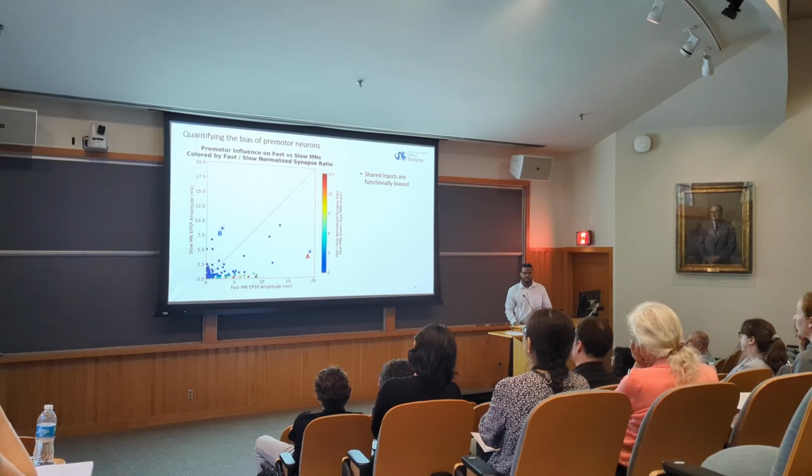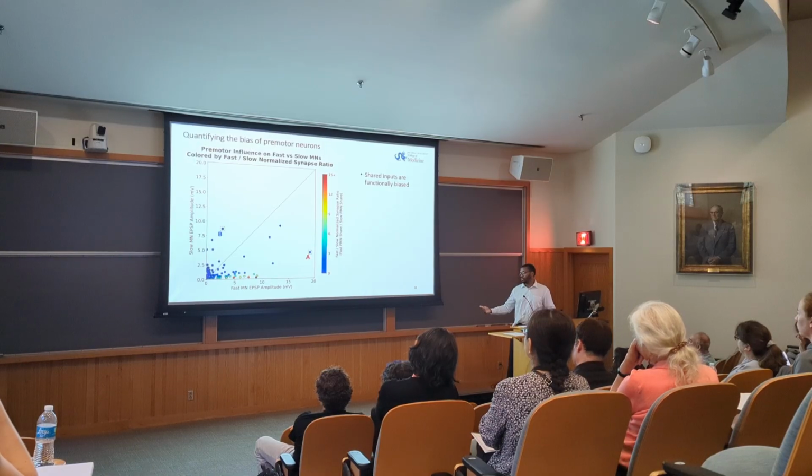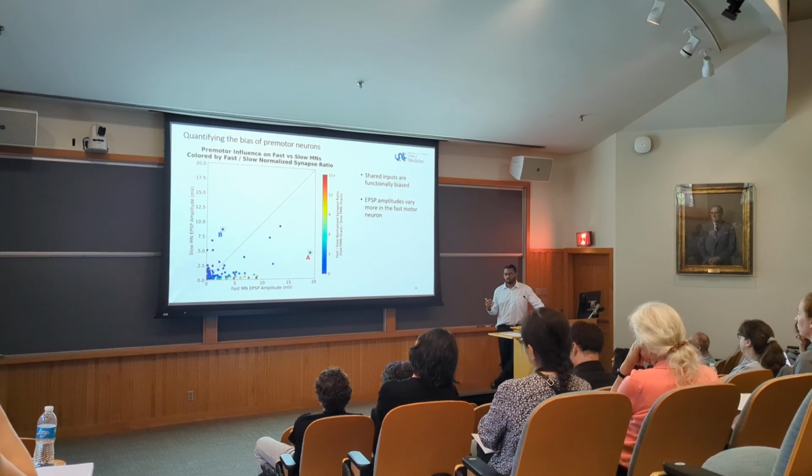One thing we found is that even though all these inputs are shared between the fast and the slow flexor, they're functionally biased, such that certain premotor neurons activate one motor neuron more or the other. We also found that the amplitudes for the fast flexor vary more greatly than in the slow flexor.